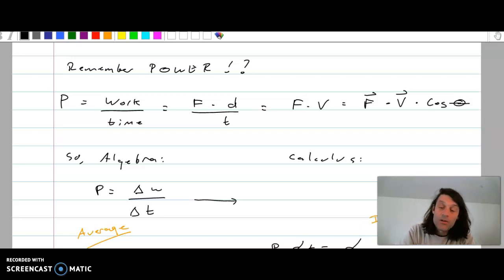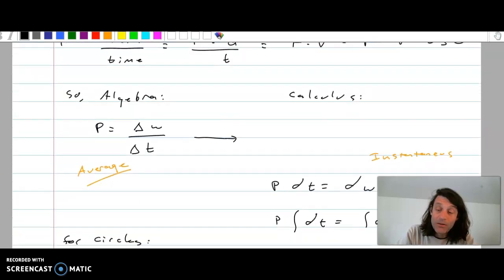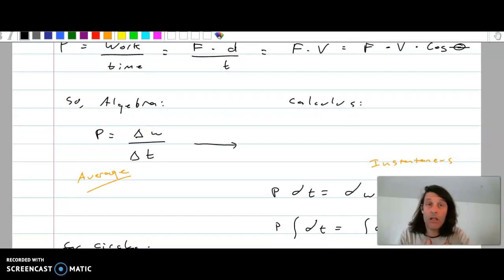And again, power is a scalar. It is not a vector. I forgot to mention that with work. Whenever you have dot products, your answer is a scalar. It's two vectors multiplied together to give you something without direction.